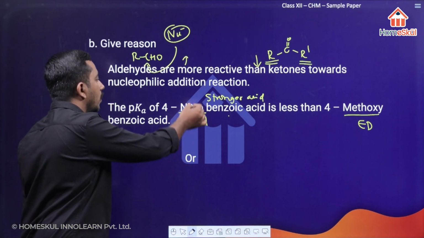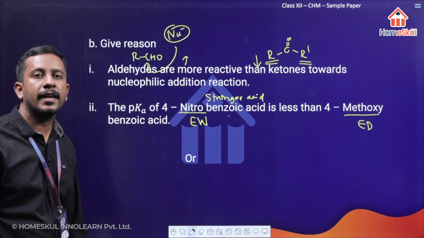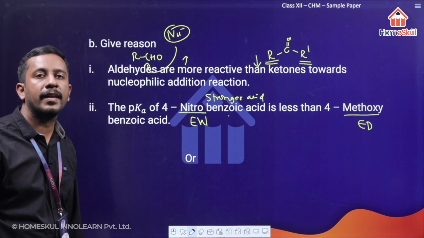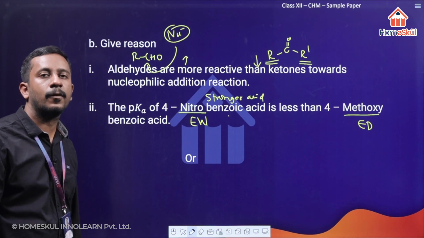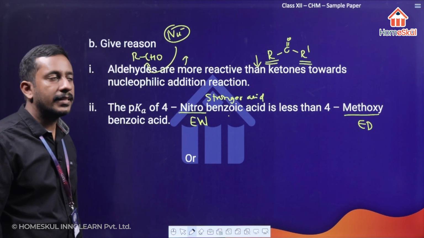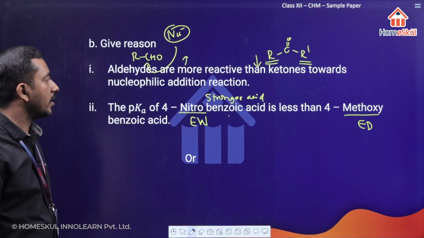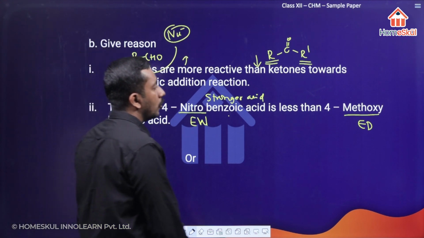In the first compound we have an electron withdrawing group present. The presence of an electron withdrawing group in an aromatic acid will stabilize the carboxylate anion that is formed by taking away the electron density from the benzene ring. So that is why 4-nitrobenzoic acid will be more acidic than the second compound, which has an electron donating group.